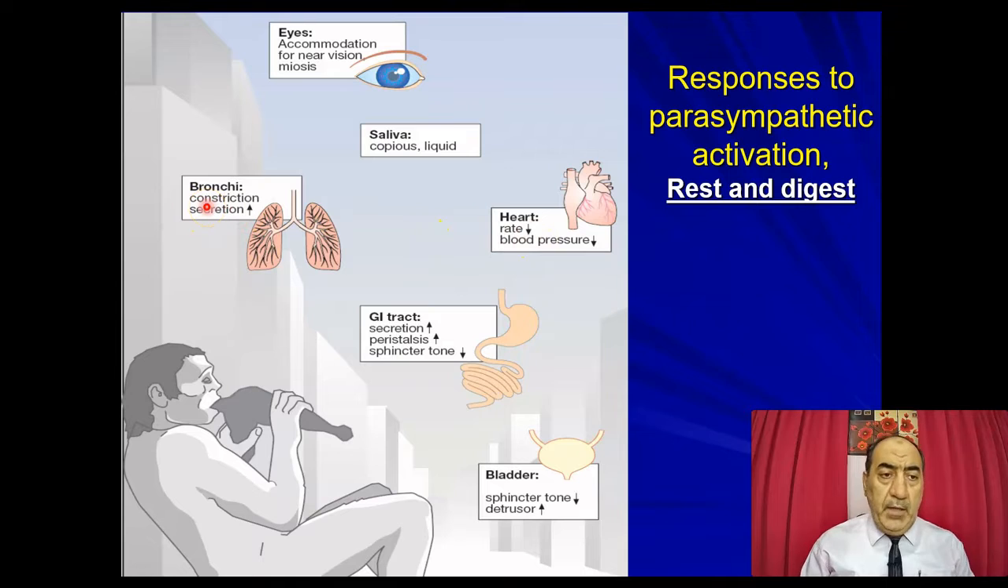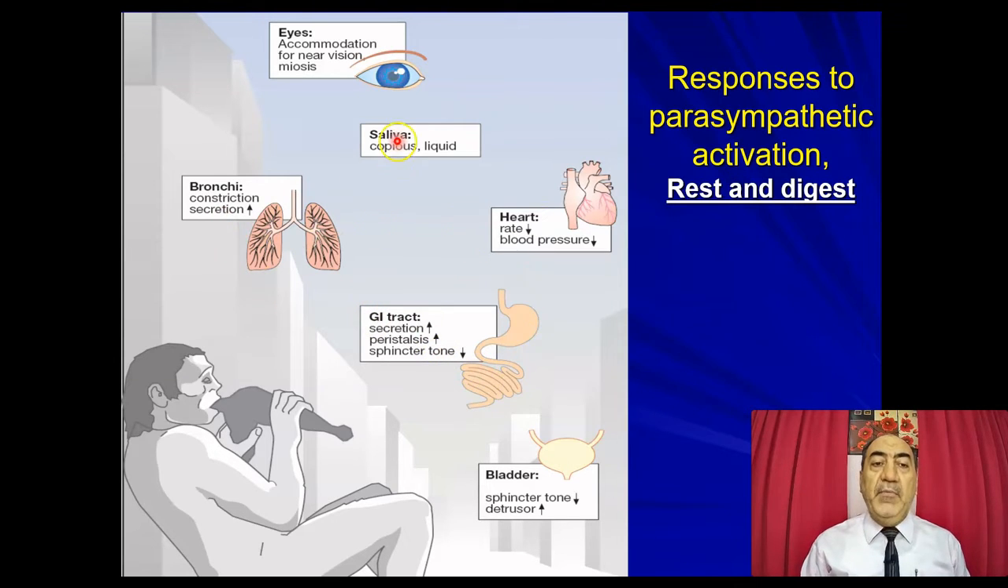The heart rate decreases. Now the bronchi: there will be bronchoconstriction. There is no need for deep breathing because the heart rate is slow. And the secretion will increase. As a key for the parasympathetic nervous system, whenever I hear any gland or any secretion affected by the parasympathetic nervous system, it will increase.